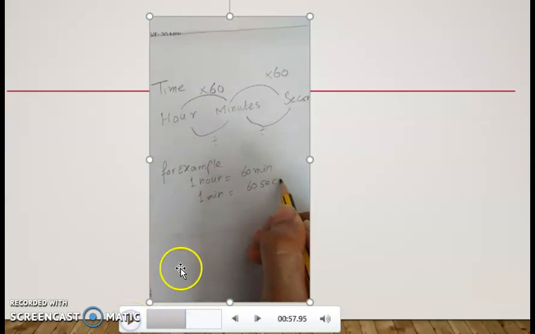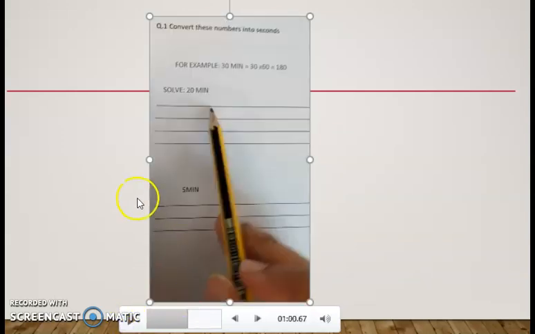And as I told you before, in 1 hour there are 60 minutes and in 1 minute there are 60 seconds. So open your worksheet, page number 25, and you can see this question. They said convert these numbers into seconds. We have to convert our number to seconds.